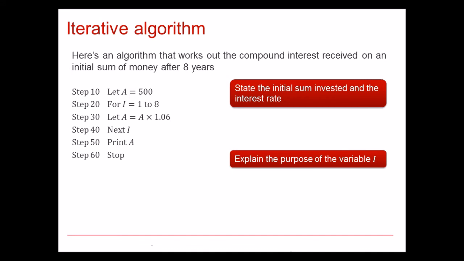The purpose of the variable I is to act as a counter, to give us the loop for the number of years we are going through. What is happening as we go through the loop is that each time we multiply by 1.06. Therefore, after the 8 years, we would have £500 times 1.06 to the power 8. You will note that it only actually prints A after we have run through the loops for I from 1 to 8.